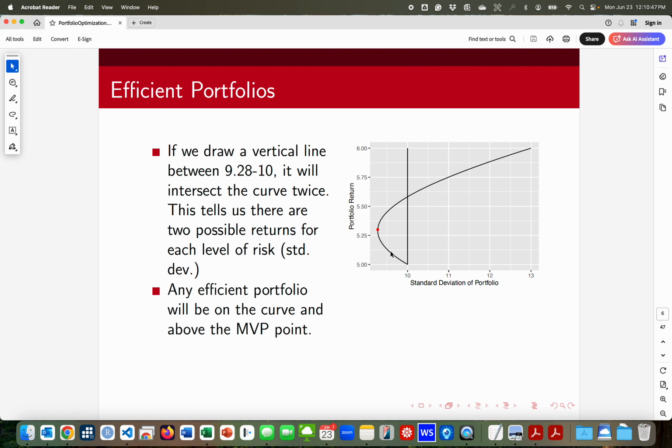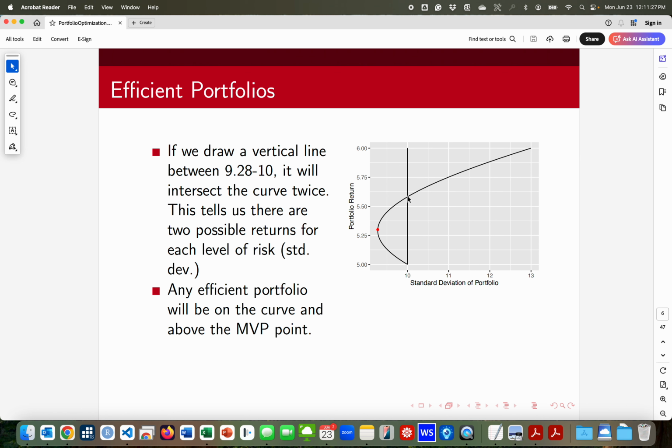And everything below that red dot gives us a lower return. So as we move down, our return's actually getting lower, but notice our standard deviation is actually getting higher. As we move down and to the right, our return's getting lower, our standard deviation is getting higher, and that is clearly not optimal. So if our objective is to choose the highest return for a given level of risk, I can get the same level of risk of 10% by choosing this point right here.